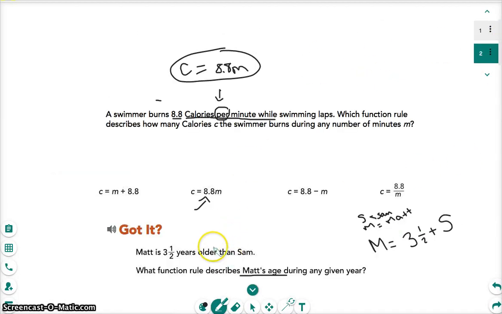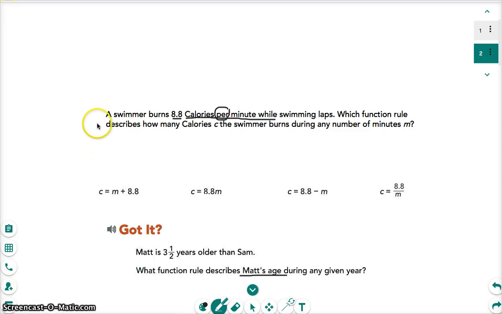All right, so I actually already put this example here on our whiteboard. And I need to erase my previous work from a different class. Just a minute. Okay, so I'm looking at this problem that says a swimmer burns 8.8 calories per minute while swimming laps. Which function rule describes how many calories C the swimmer burns during any number of minutes?